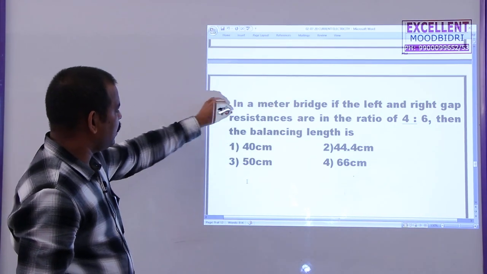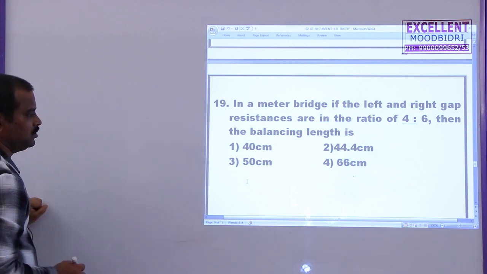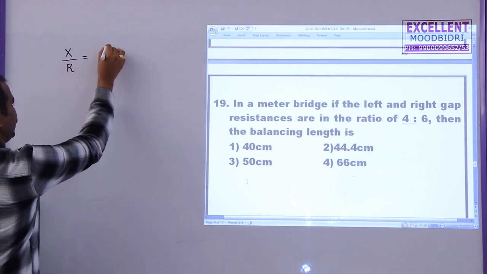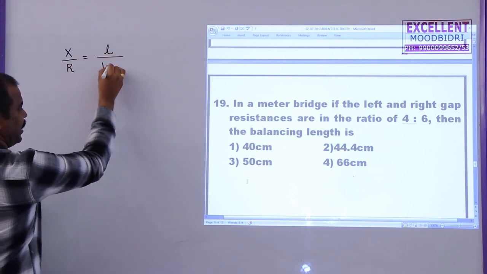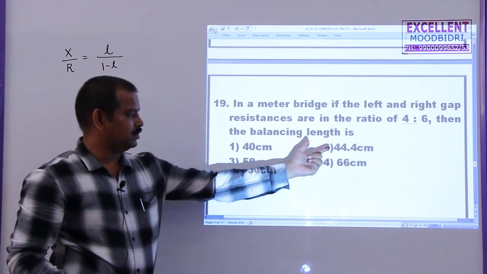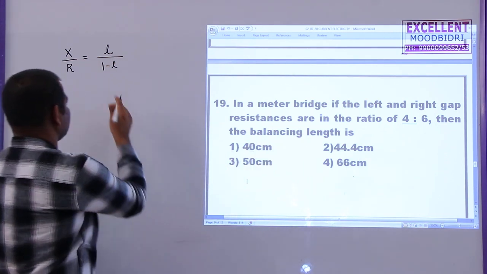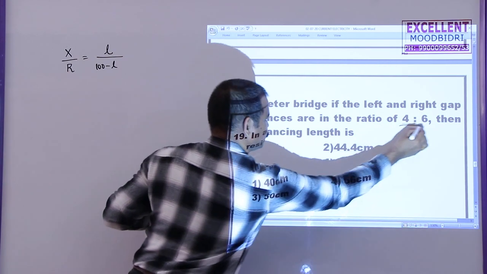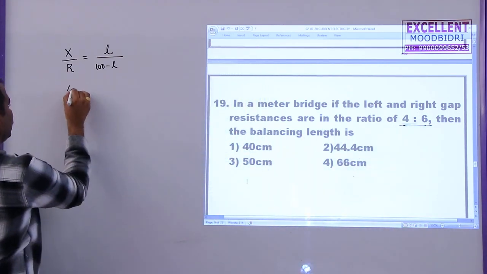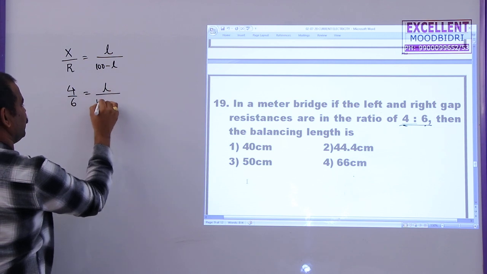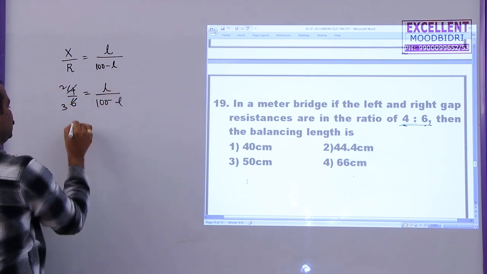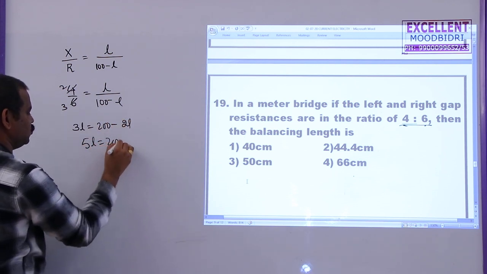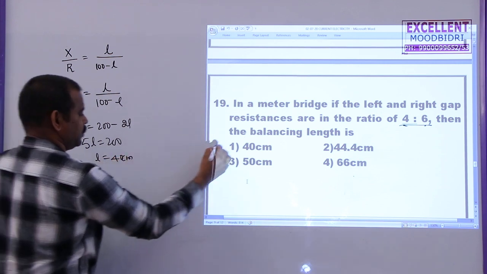Question 19. In a meter bridge, if the left and right gap resistors are in the ratio of 4:6, then the balance length is given by. In a meter bridge, the unknown resistance by the resistance in the right gap is given by the balance length by 1 minus L. If they gave these options in meters, and as these are in centimeters, we need to write this as 100 minus L. So what is the ratio of resistors in this one? This is 4:6. So let me take 4:6 is equal to L by 100 minus L. 2 2s, 2 3s. 3L is equal to 200 minus 2L. So this is 5L is equal to 200. L is equal to 40 centimeters.